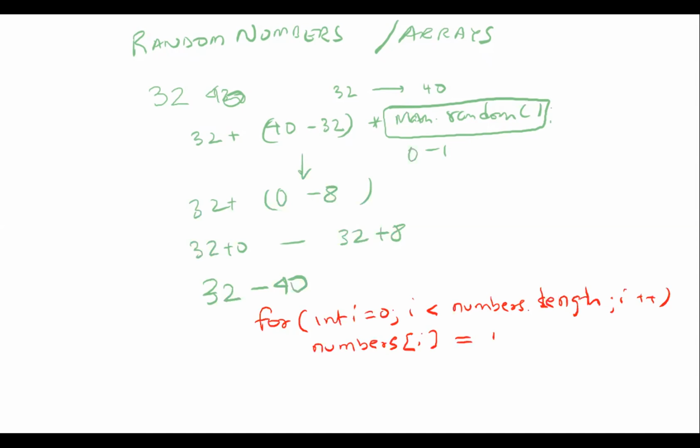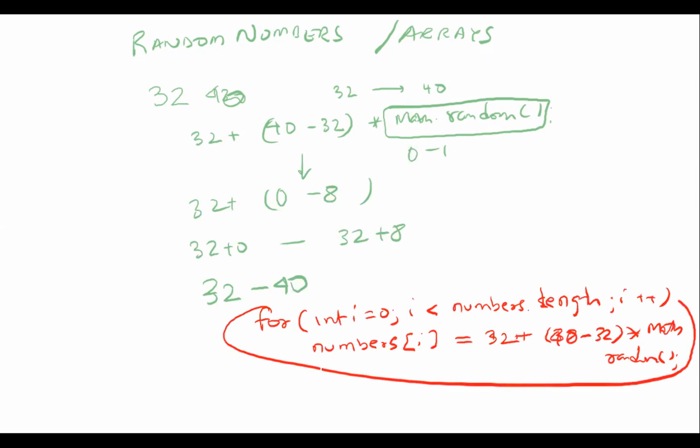So I can say 32 plus 40 minus 32 into Math.random. Does this make sense? So when I go through this loop, I'll be able to generate numbers between 32 and 40 using this loop. Okay. So now let's do a few more things.